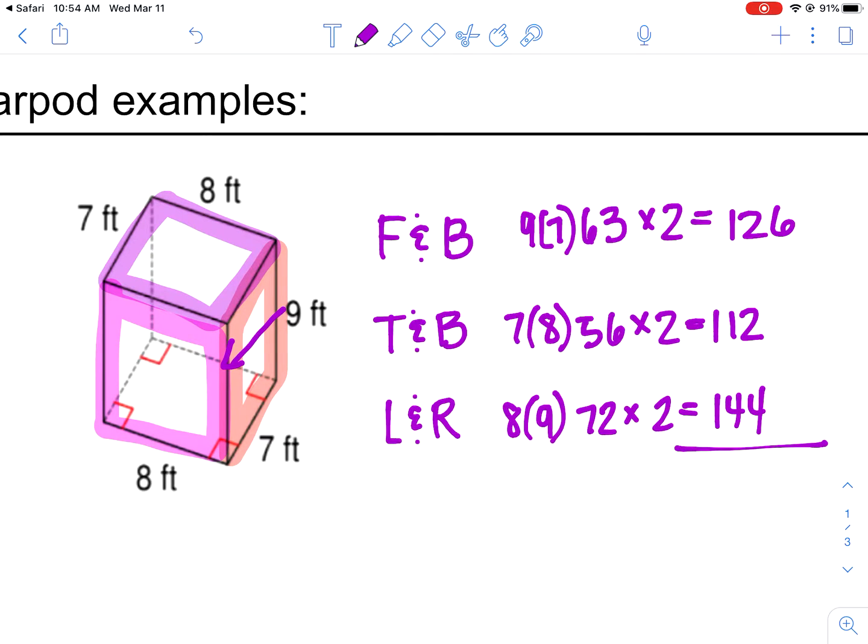So how do you find the total surface area? You add up your 6 surface areas that you found by base times height times 2. And so for this total surface area, I label it SA for surface area, is 382 feet squared.